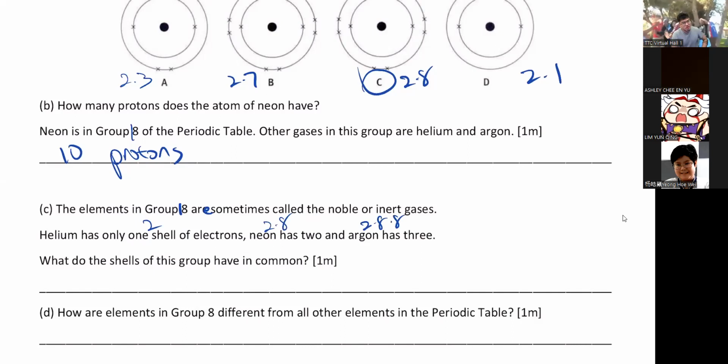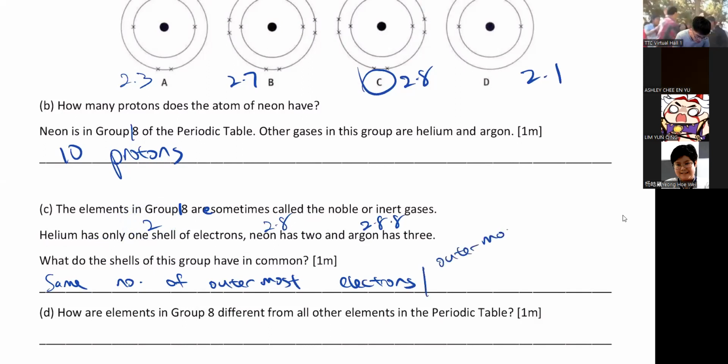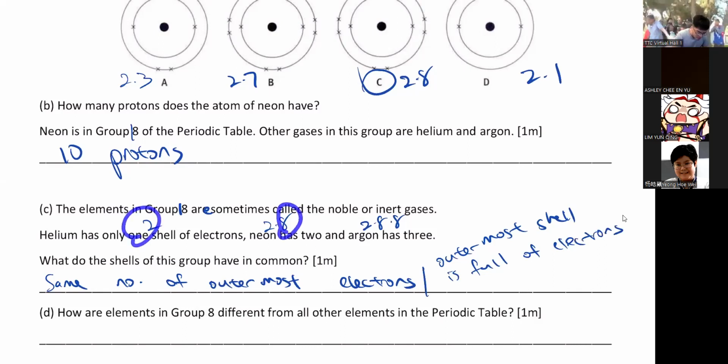All right, so what do the shells of these group have in common? Like I said, they have the same number of outermost electrons. 最外面都是装满的。Maybe you say, sir, neon helium is different. Helium got two, because first layer can only put two, they are full, lor. Okay, or you can say, their outermost shell is full of electrons. They are full. This one, 2 is full, 8 is full, 8 is full. So every outermost layer is full.